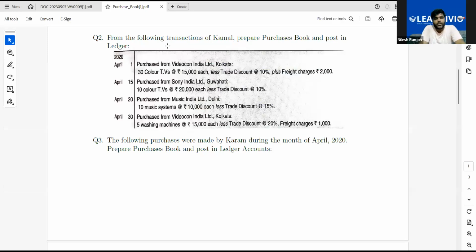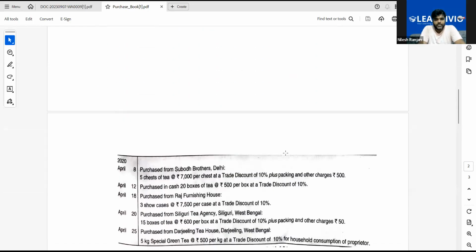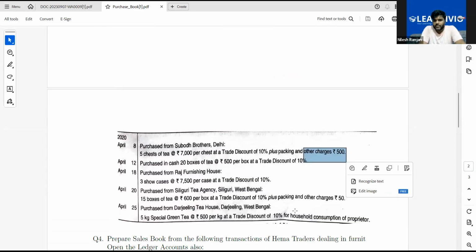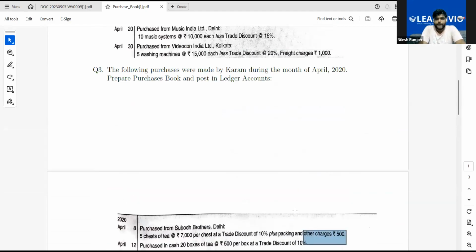Like in this one, first it will be the cost of item, then a second column for freight charges, and then the final amount will be written. In this question also, you can see packing and other charges are given. So there will be a separate column for packing and other charges. It will be written. Okay.